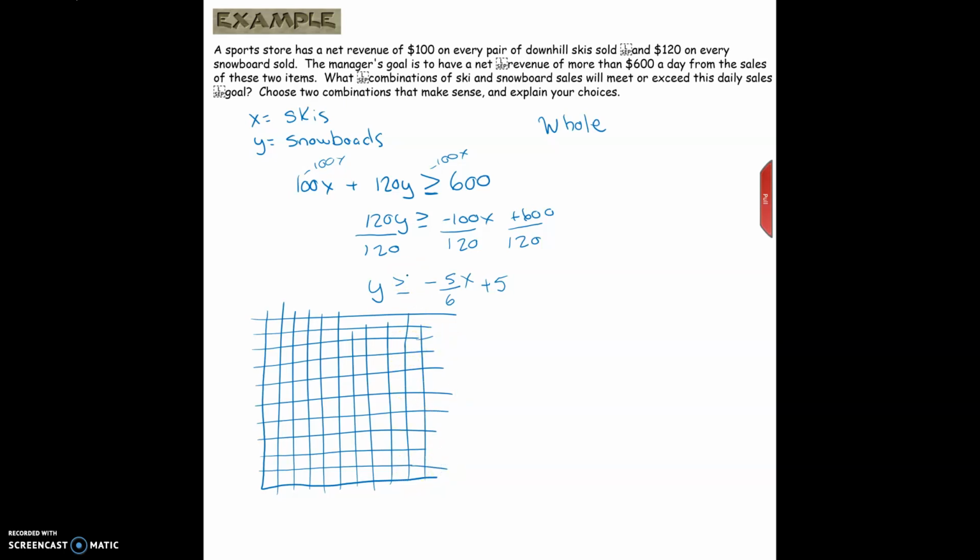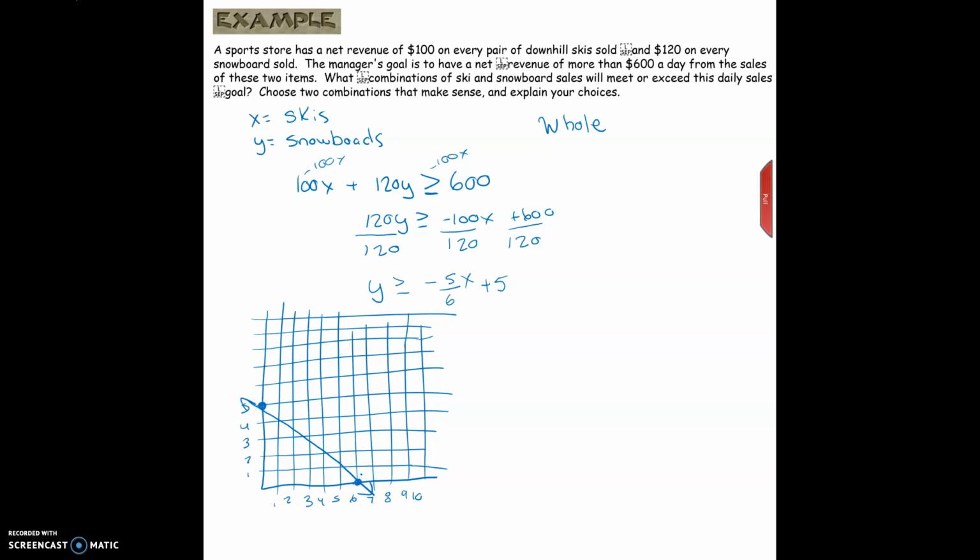All right. So my y-intercept is 5. So here's my point, and I am going down 5 over 6. So there's my next point. Okay, so I can include the price in that. So y is greater than or equal to. So I'm going to draw a solid line.